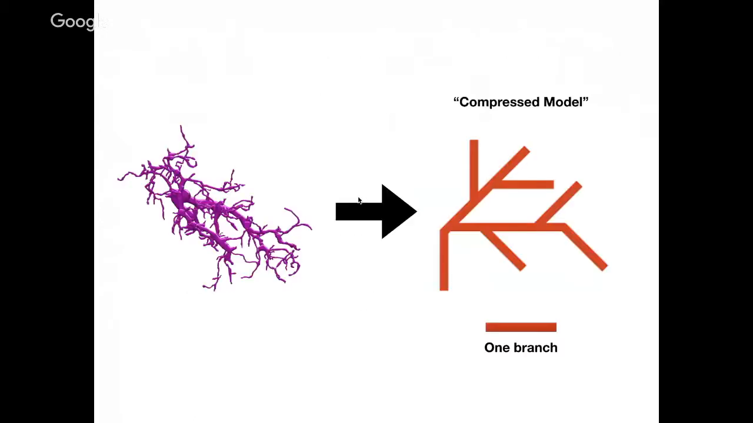So what we did was we took this one neuron, with the particular geometry of this one single neuron, and we say that each branch of the neuron corresponds to one branch in this compressed model. As you see, we have a little branch coming off the neuron, and we would denote that as one branch in this one compressed model.